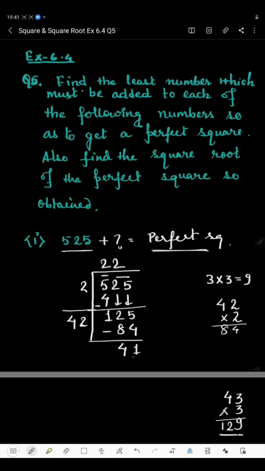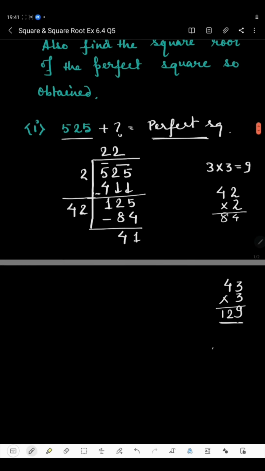So here we have got 41 as remainder. Now what does it mean? It means that 22 square is less than 525. That's why we have got 41 as remainder. So to make the perfect square, we will have to take the next square number. 22 square means 2 into 2 is 4, 2 into 2 is 4 again. So the square of 22 is 484, which is less than 525.